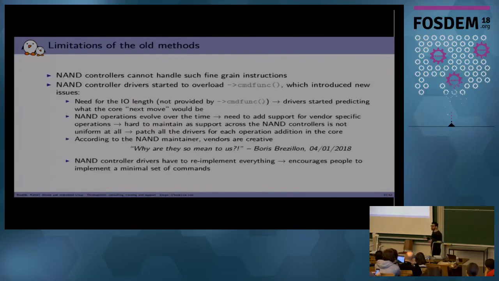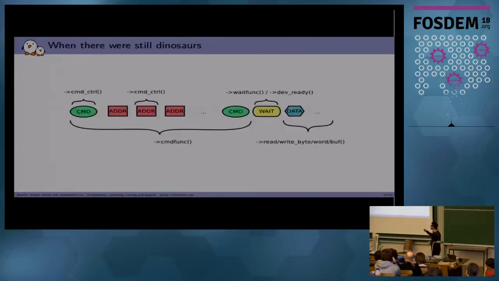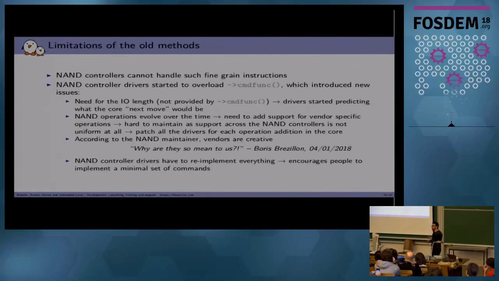This has some limitations now. I guess when command func was first introduced in the kernel, it was perfectly fine to do things like that. But today, controllers tend to be more complex, and some of them actually need to do the whole operation at one time and cannot do such fine-grained instructions, for instance, sending just a command cycle, just an address cycle, and so on. So people started re-implementing the command func hook in their controller driver.